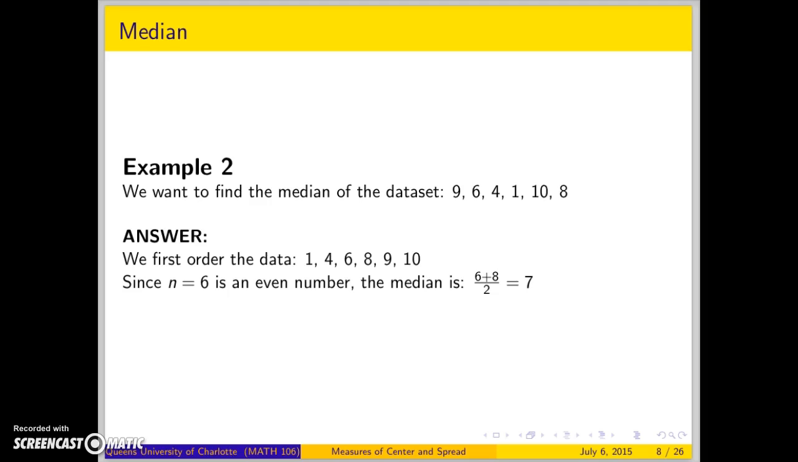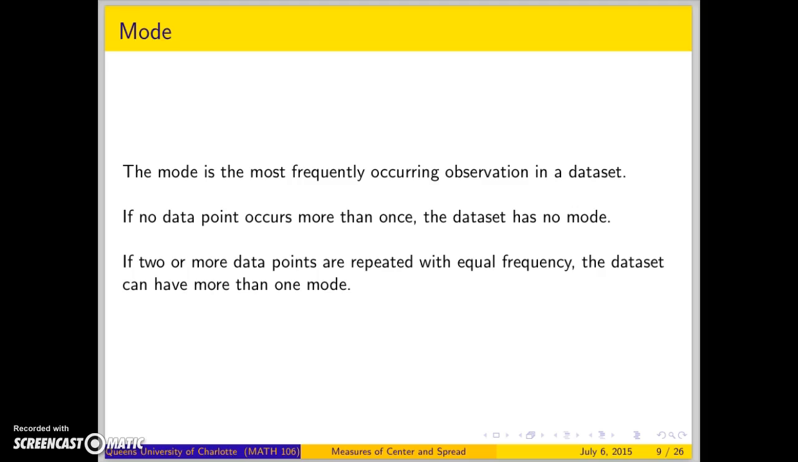So for this example, we have 6 observations. So we just pick the middle two numbers, which are 6 and 8, and add them up and divide by 2, and we get a median of 7.